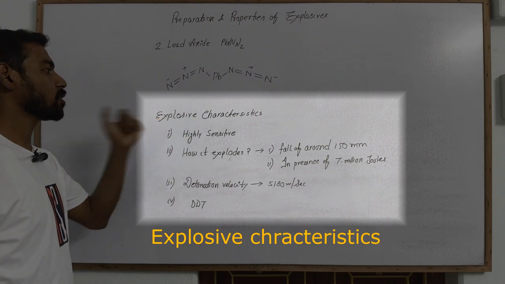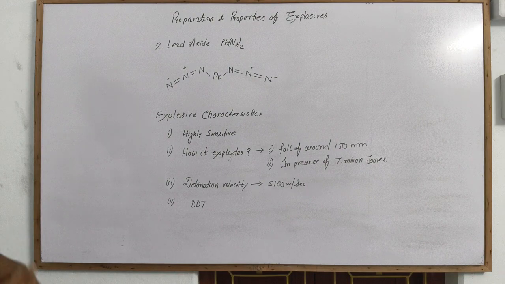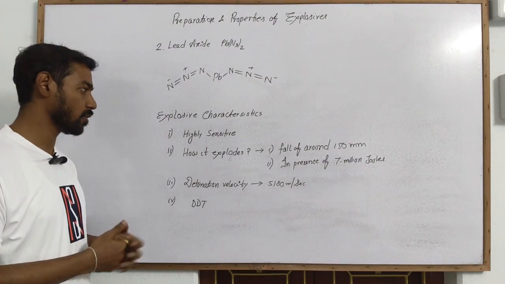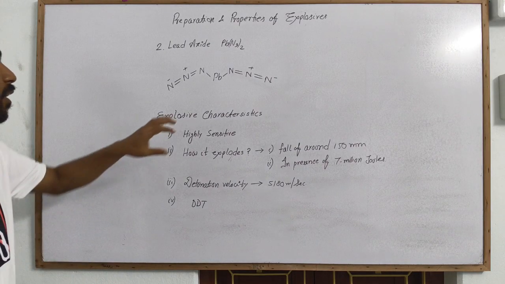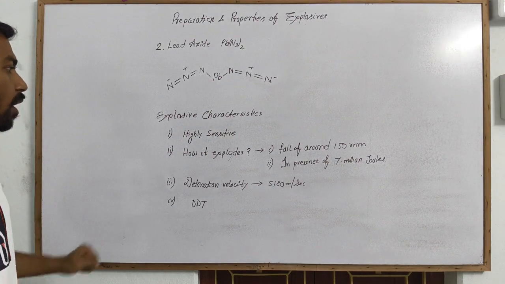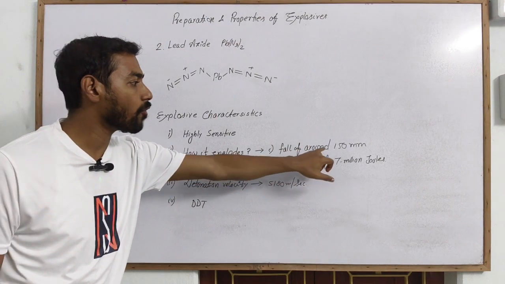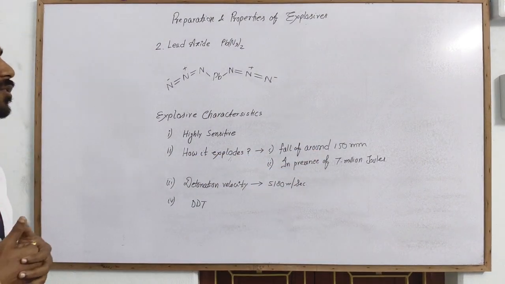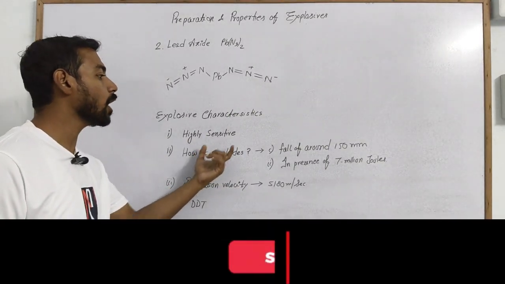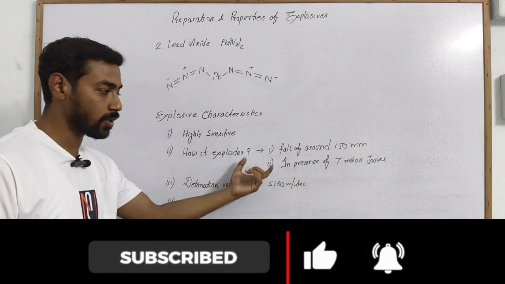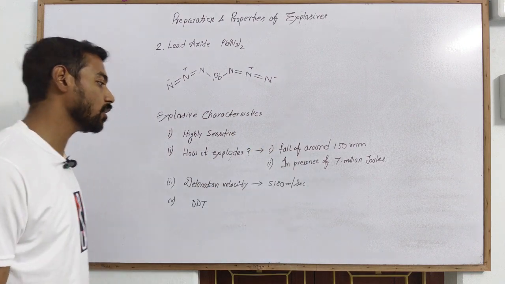Now coming to its explosive characteristics. It is highly sensitive. As it is highly sensitive, it cannot be stored like other explosives. It should be stored underwater in an insulated rubber container, so that it can be handled easily. Now, how does it explode? It can explode after a fall of around 150 millimeter or in the presence of 7 million joules. So it explodes under either of these two conditions.